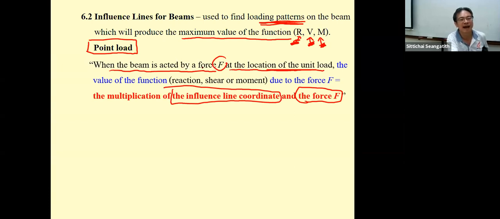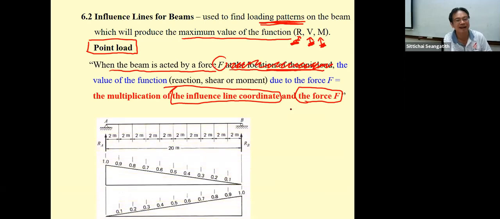When the beam is acted on by the force F. Okay, let me take this thing out. The value of the function, maybe the reaction, maybe the shear, and maybe the moment due to that force is the multiplication of the coordinate of the influence line with the value of F.